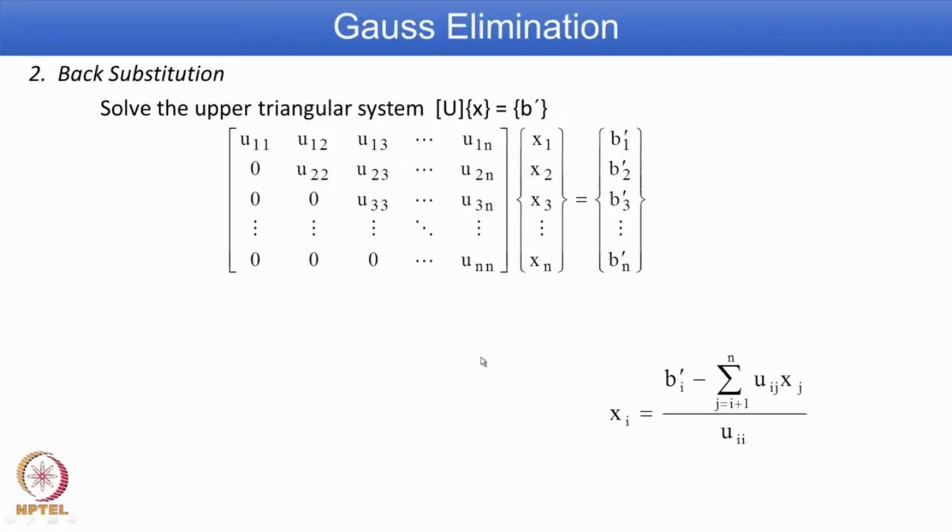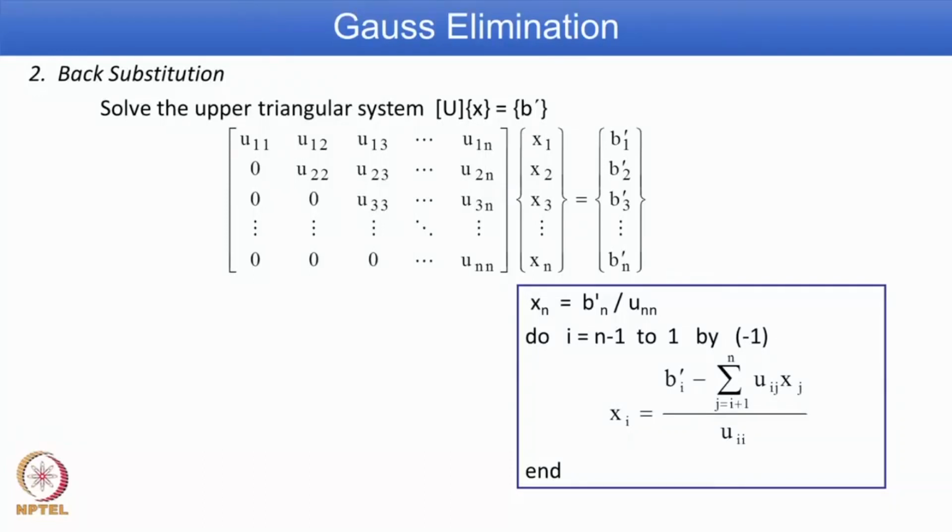This is achieved by what is known as a recursive relationship, and that is what is shown in this formula. xi is equal to bi prime minus the summation over j from i plus 1 to n of uij xj, divided by uii. Because it is a recursive relationship, it is also easy to program, and this is the structure of the program which you might use for the backward substitution.